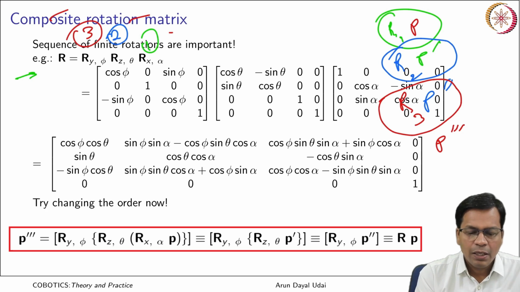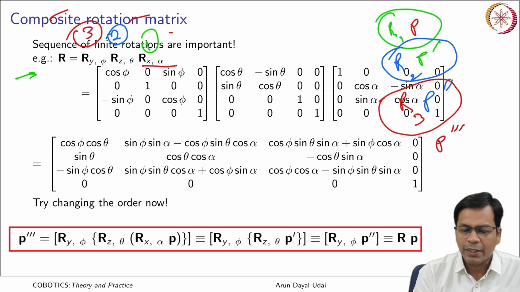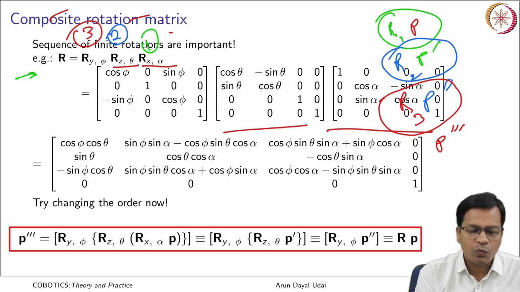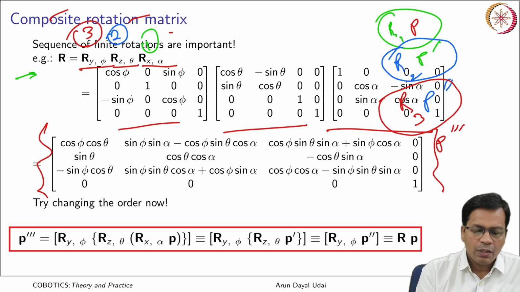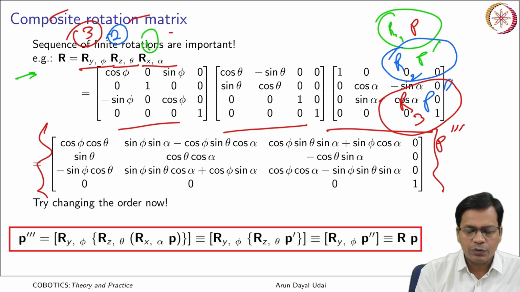This time it is Rx alpha, rotation about x axis by an angle alpha, that comes here, rotation about z axis by an angle theta, rotation about y axis by an angle phi. So, that comes here. If you multiply that, you get to this. Okay. So, you can try changing the order, you should get a different result, we will discuss that.